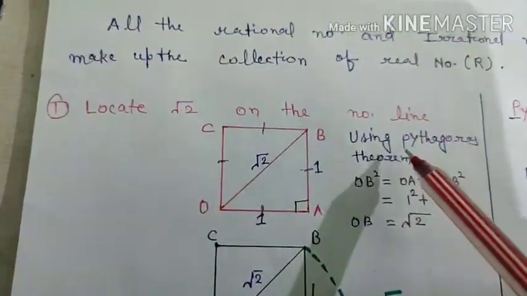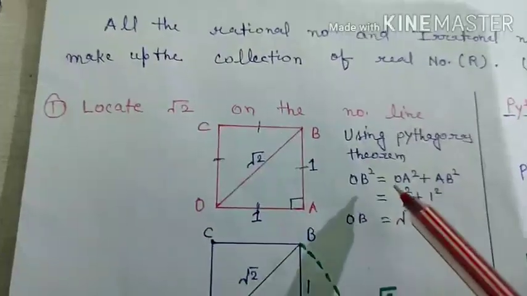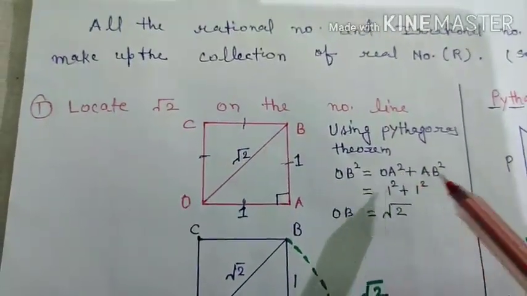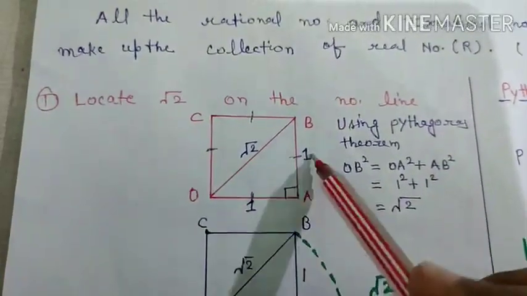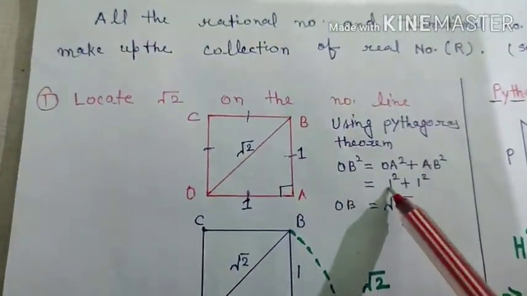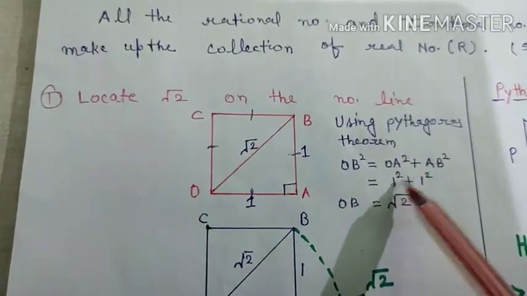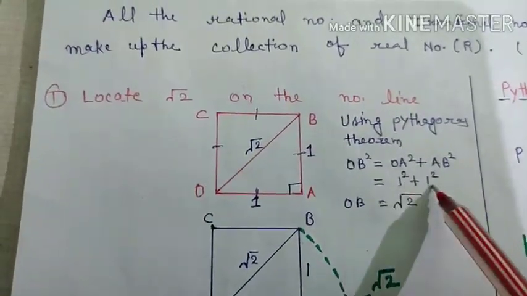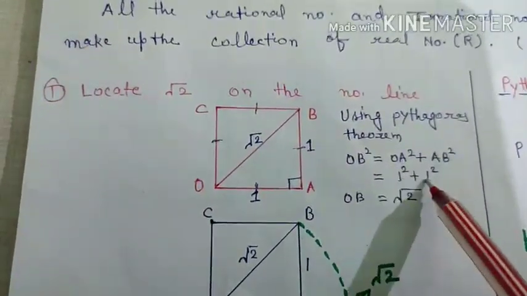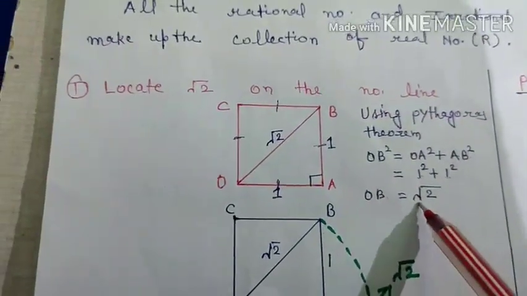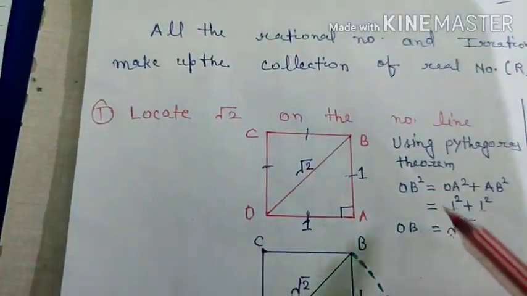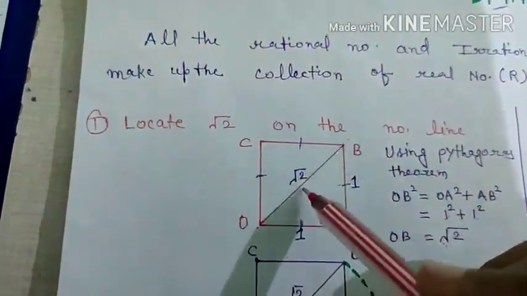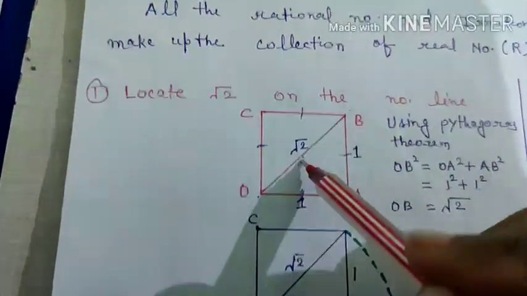Now using Pythagoras, we can say OB square is equal to OA square plus AB square. OA and AB are both 1 and 1. Just replace it here: OA is 1, AB is 1. So it will give you 2, and OB will be root 2. Now by this rule we know the value of OB, that is under root 2, root 2.